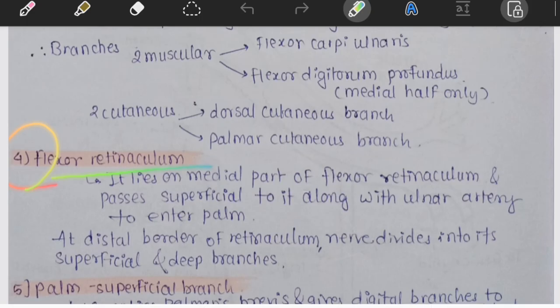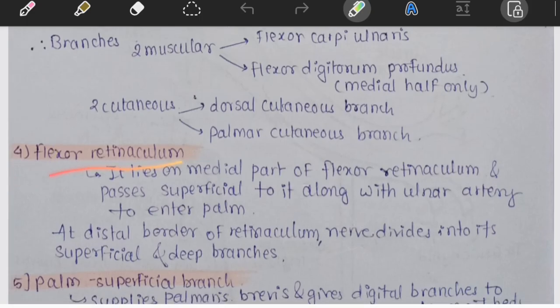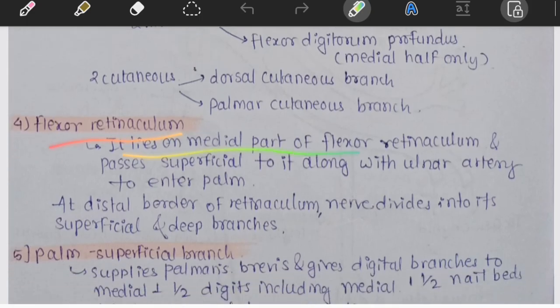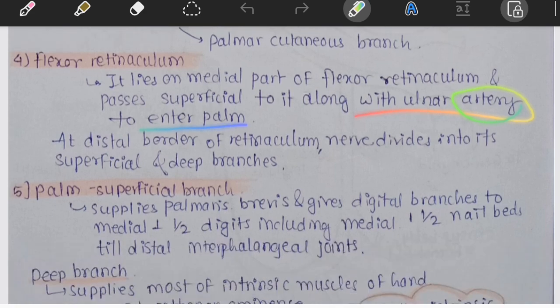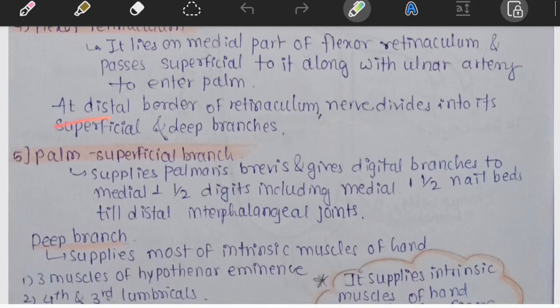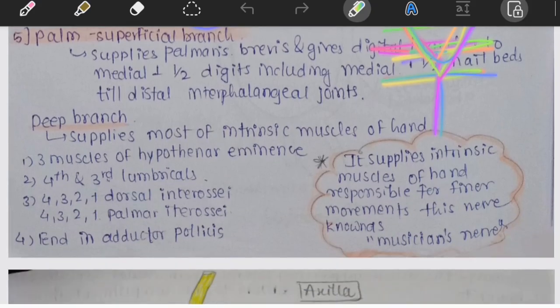Then at the level of the flexor retinaculum, the ulnar nerve lies on the medial part of the flexor retinaculum and passes superficial to it, along with the ulnar artery, to enter the palm. At the distal border of the retinaculum, the nerve divides into two parts, the superficial and deep branches.